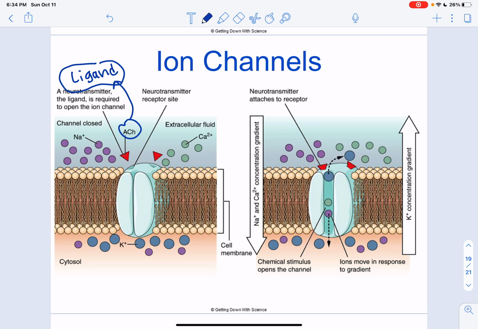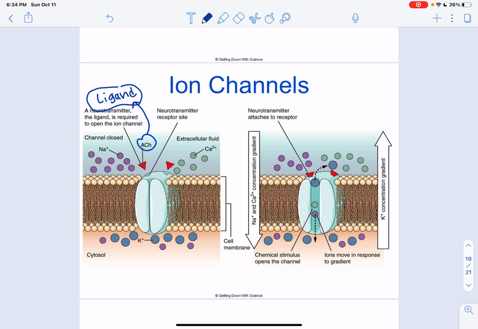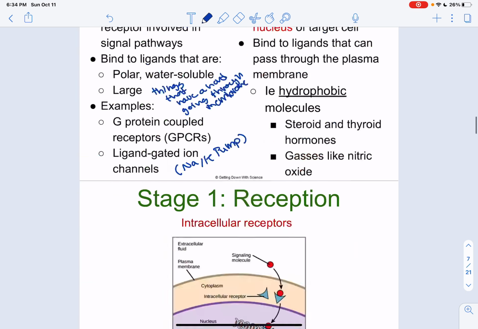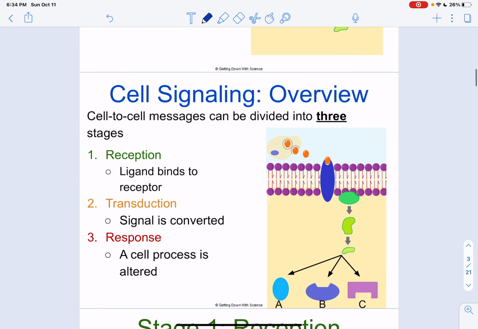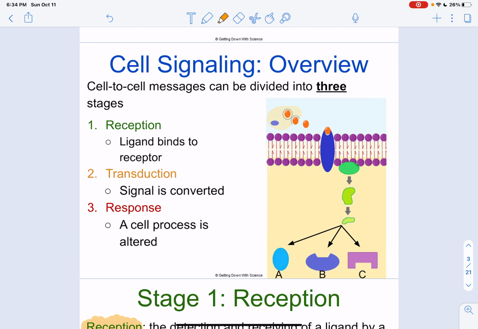This might be a confusing topic right now with communication. I do recommend watching some videos that go through the process so that you can visually see what's actually happening. But ultimately, the three main steps that you need to know are going to be reception, transduction, and response. If you are able to break down these three steps, you're good for this whole unit, in all honesty.